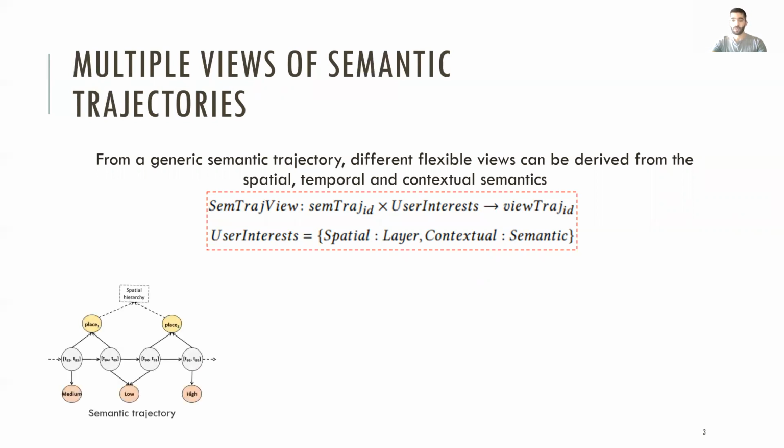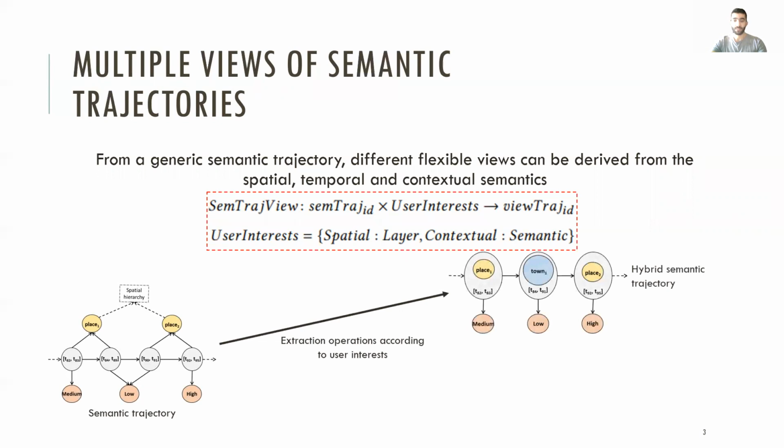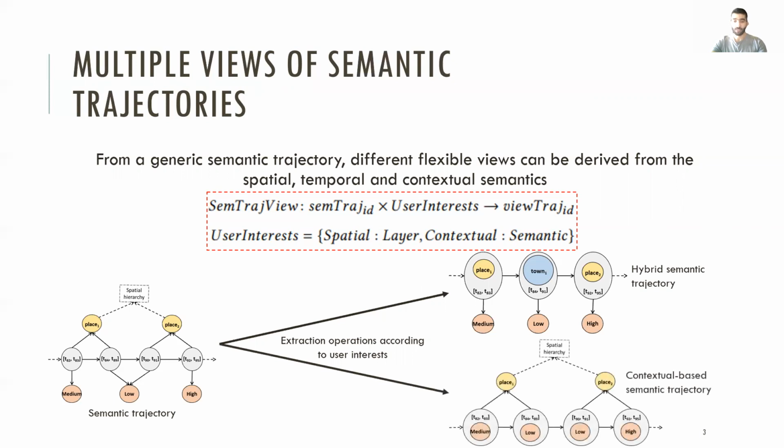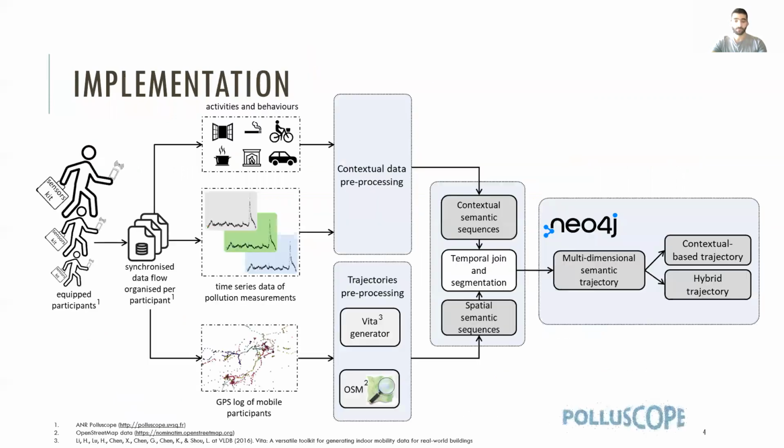We derive two view trajectories: the hybrid semantic trajectory, based on the places of interest and layers of interest, where its graph representation is centered on the places of interest that can be different with different granularities, and the contextual-based trajectory, based on the context of interest, where its graph representation is centered on the context of interest. And on these views, spatial and temporal aggregation can occur.